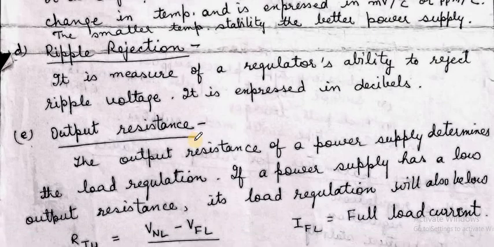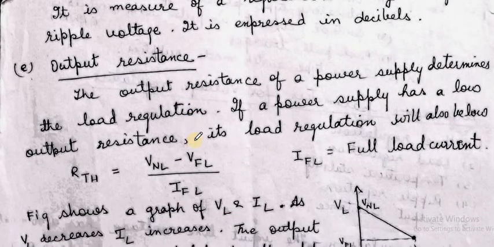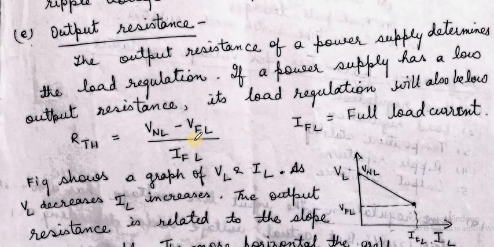The next performance parameter that we'll define is the output resistance. The output resistance of a power supply determines the load regulation. So if a power supply has low output resistance, its load regulation will also be low and the performance of the power supply will be good. The output resistance can also be defined as RTH equals VNL minus VFL upon IFL.